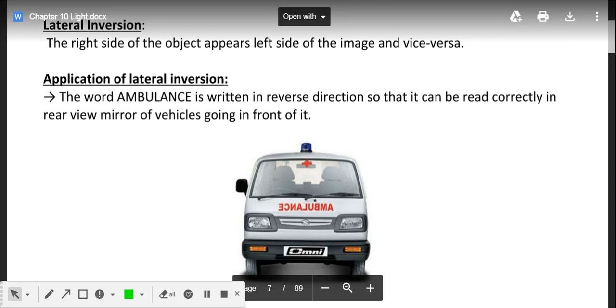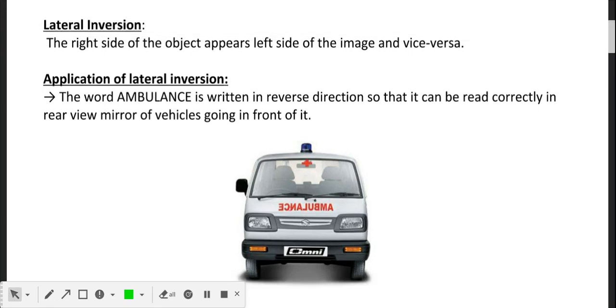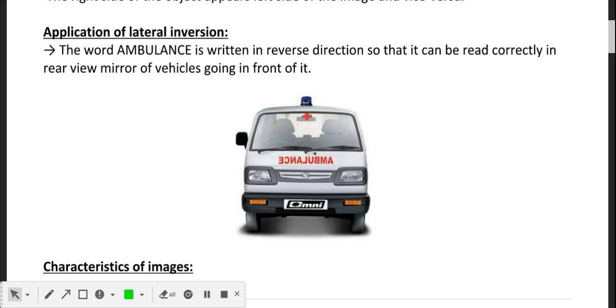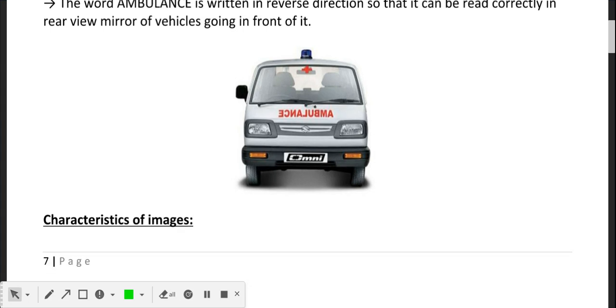Like you have seen ambulances, in front of the ambulance it is written like this. So why is it written like this? Because the mirrors that you are using in your vehicles form a laterally inverted image of the object. So laterally inverted means it is already laterally inverted, so it will show you "ambulance" written correctly in the rear view mirror that is there in your vehicle.